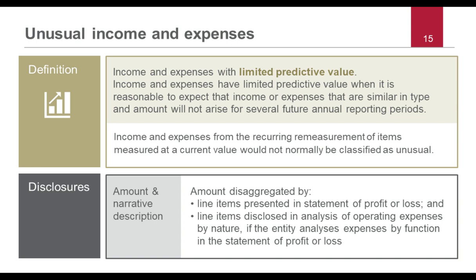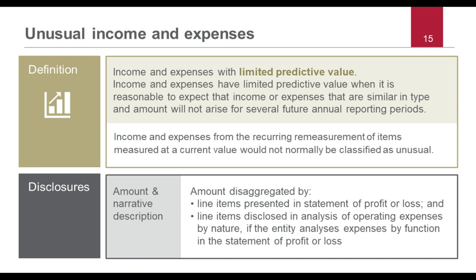Now, there seems to be quite a lot of diversity, but the message from investors was still that they find such information useful to their analysis. Could you explain why that is? Sure. So investors find information about income and expenses that are not expected to recur very useful for forecasting future cash flows of a company.